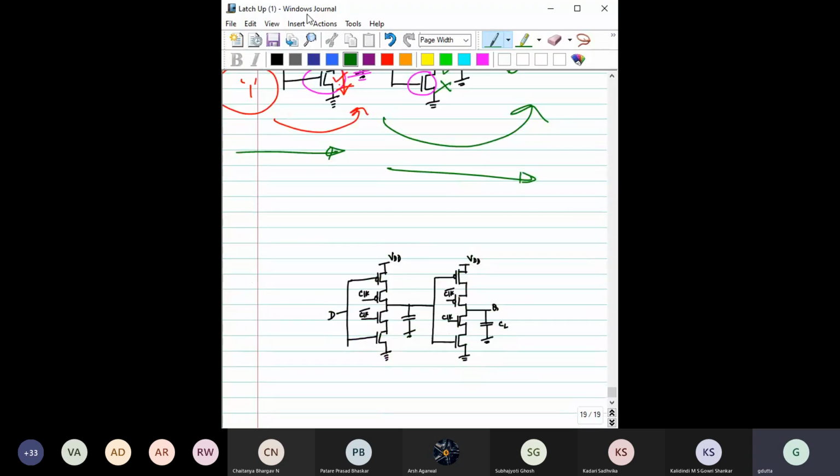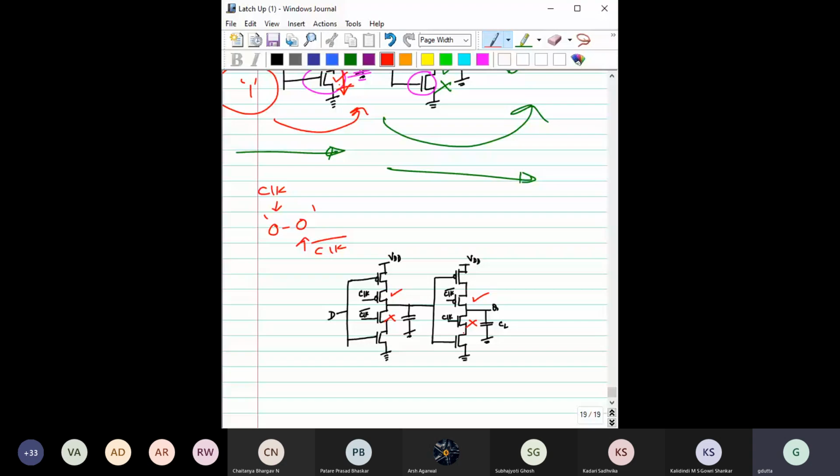Let us consider the 0 0 case. That means clock is equal to 0, and clock bar is also equal to 0. So clock equal to 0 means this transistor is on. Clock bar equal to 0 means this transistor is off. Now clock bar is equal to 0, so this transistor is on. Clock is equal to 0, so this transistor is off.